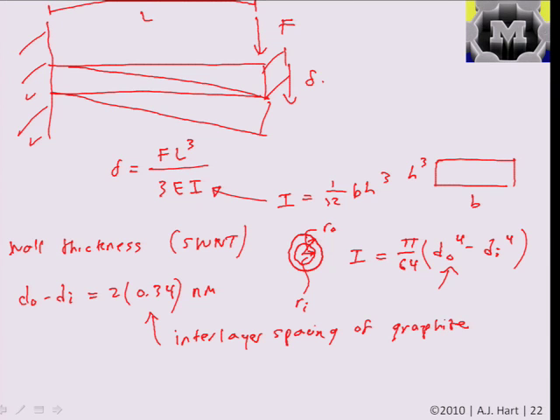So, because you have two, if we're in diameter here, you have one interlayer spacing here and one interlayer spacing here. And if we do this, we're able to apply a Young's modulus of 1 terapascal. And then, in the linear elastic regime, we can model our little nanotube beam as a regular cantilever.